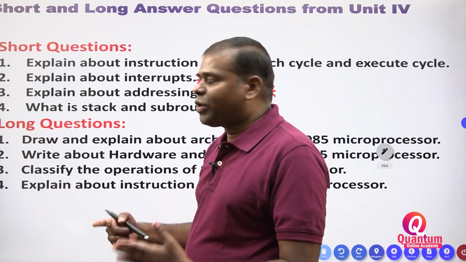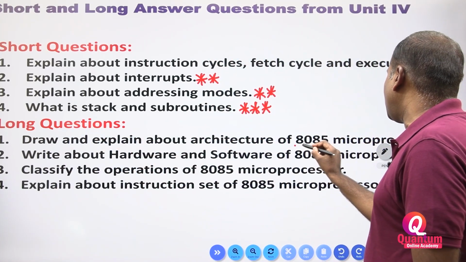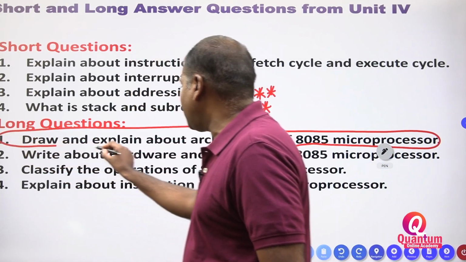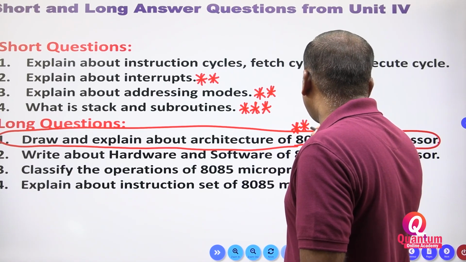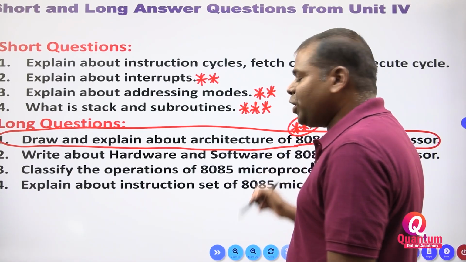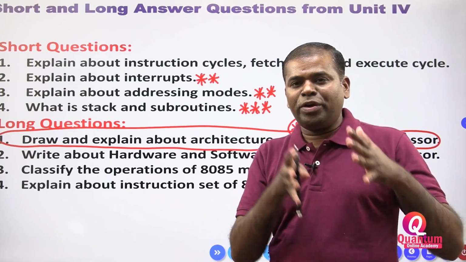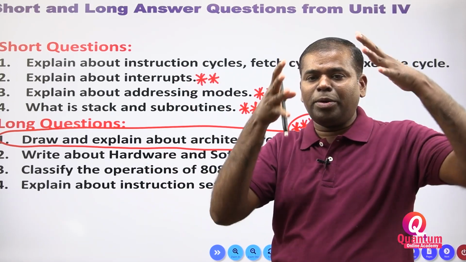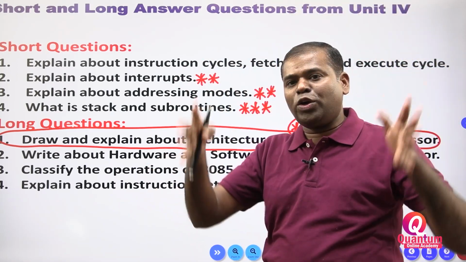Next, long answer questions. Draw and explain about the architecture of the 8085 microprocessor. You must read this question. This question will compulsorily come in your competitive exam. You have to draw the circuit diagram, a neat diagram. There you have to write CPU, control system, timing system, everything you have to explain. Where is the memory, where is the flag, where is the stack, where is the address bus. Everything you have to explain.